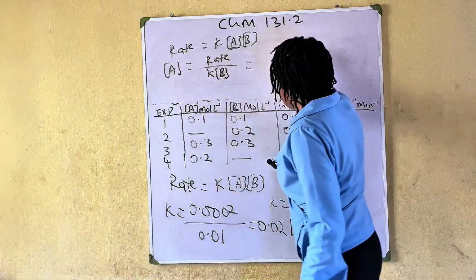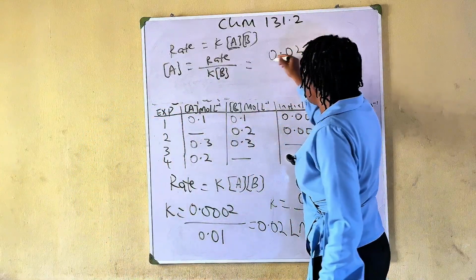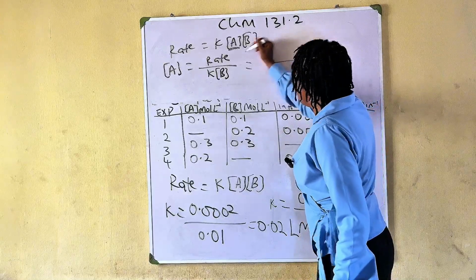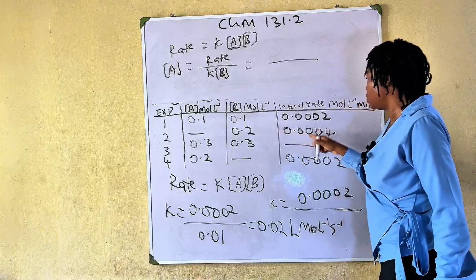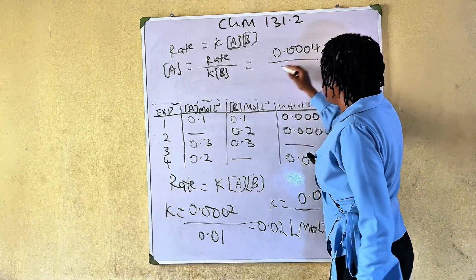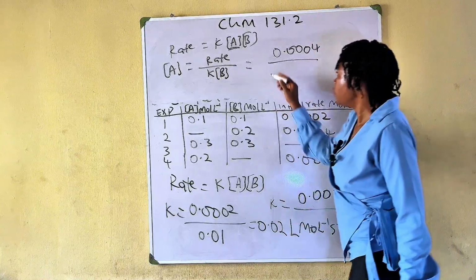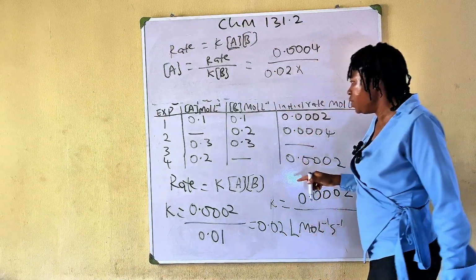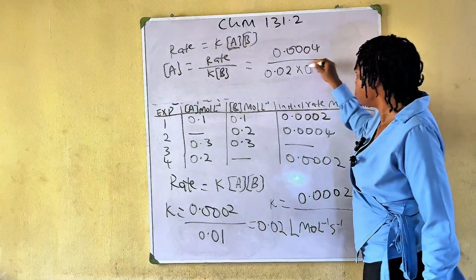And our rate is 0.02. Sorry, what's the rate for experiment 2? 0.0004. Our rate constant is 0.02, times, what's the one for B? Experiment 2, the B is 0.2.